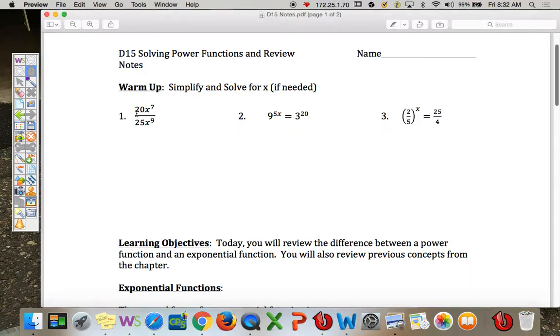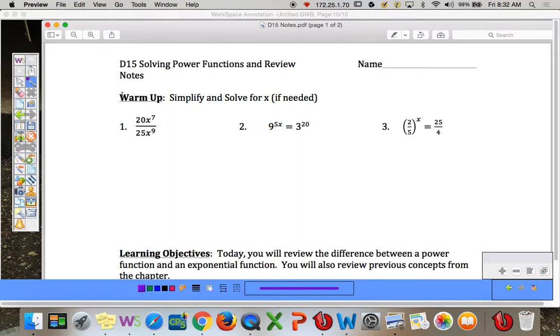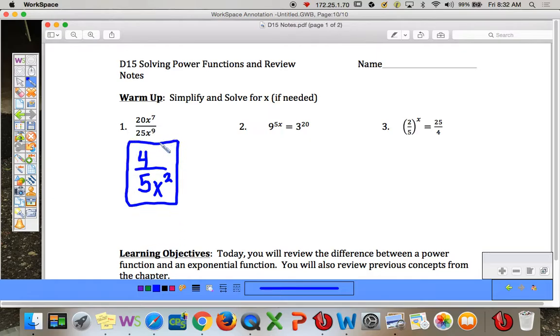Let's simplify this. Start with your numbers first and think, all right, how can I reduce 20 over 25? Well, you can divide each of those numbers by 5 and you'll get 4/5. Now think, I have 7 x's on top and 9 on the bottom. So when I cancel, how many are left and where? And there would be 2 left on the bottom. So here is the first one simplified.